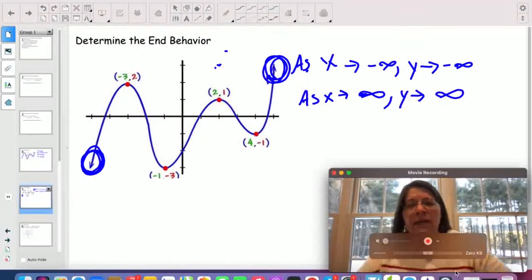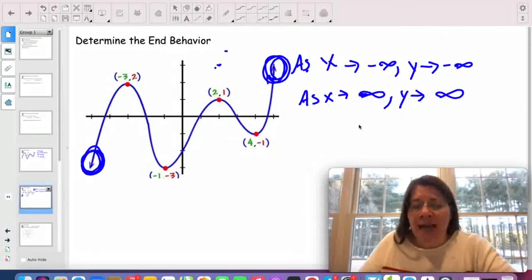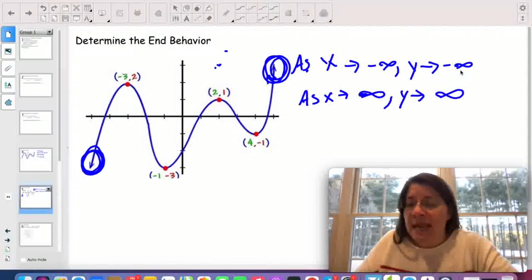That's how we identify end behavior. As x moves left, y moves down. As x moves right, y moves up, is what this means.